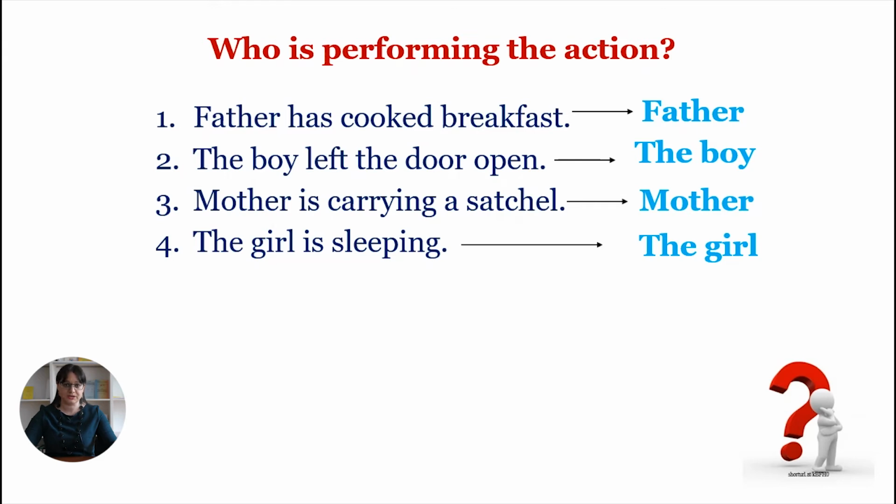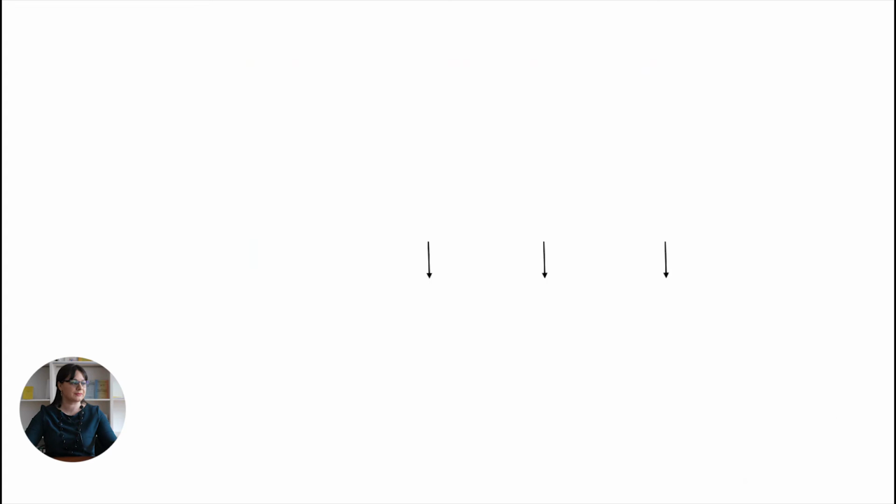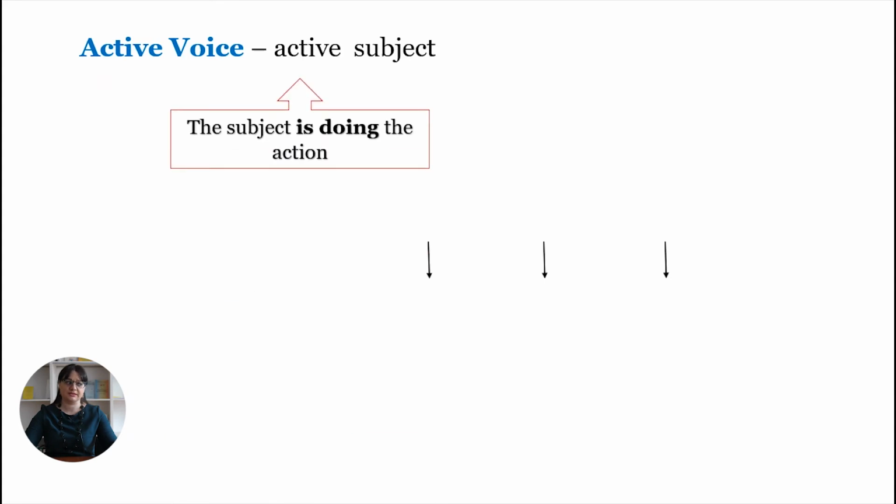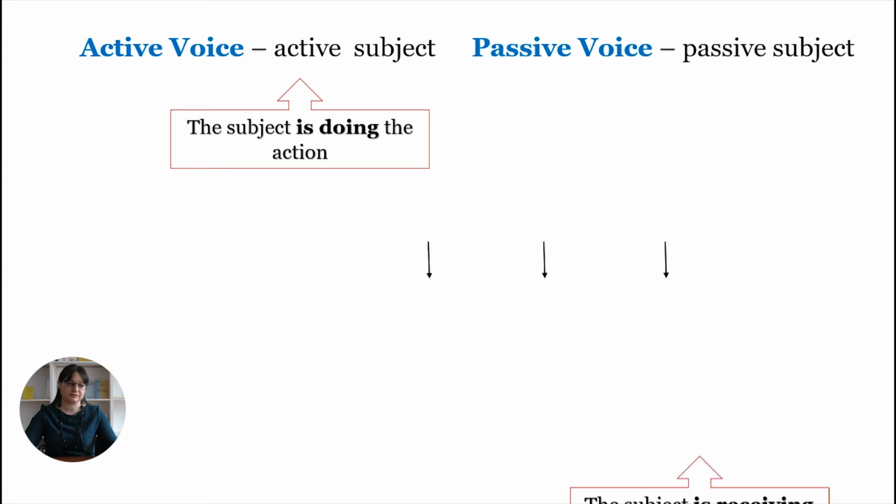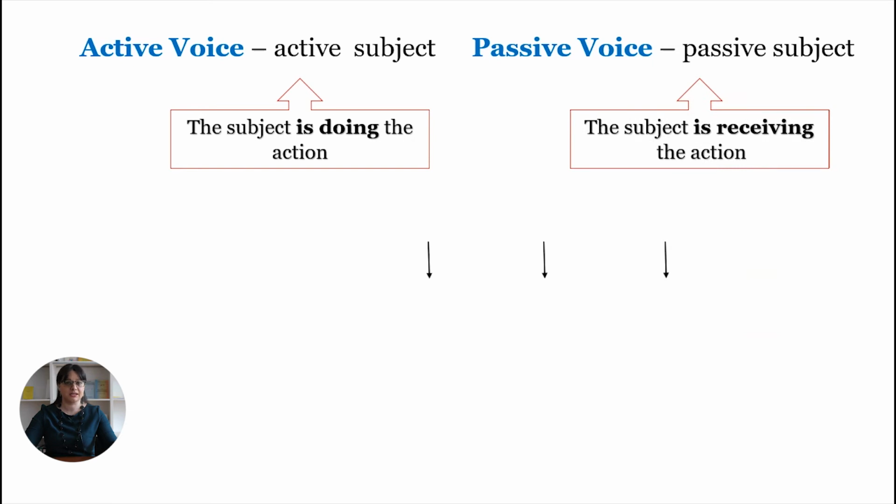And in this situation, we have active sentences, and we use the active voice. Active voice means active subject, when the subject is doing the action, while passive voice has a passive subject. The subject is just receiving the action.